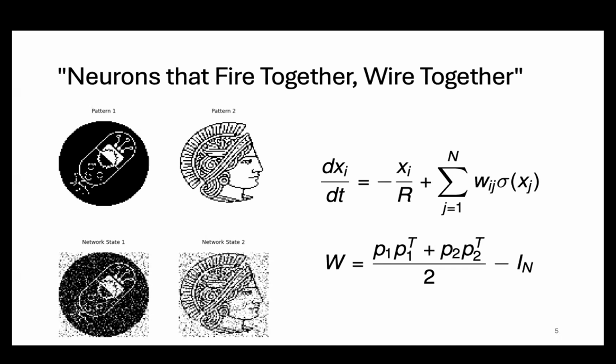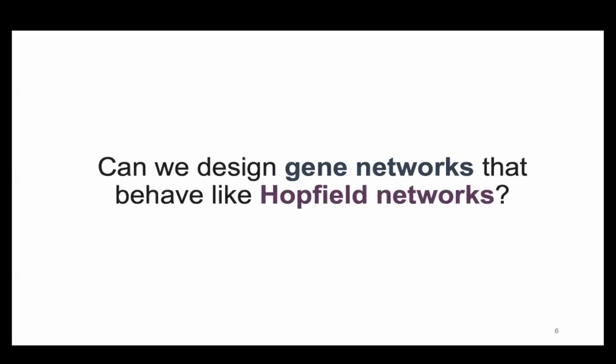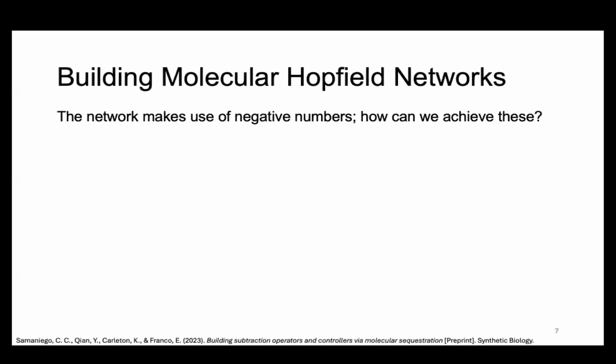So we were wondering, can we build genetic networks that behave like Hopfield networks? So that would be very easy to design and that would eventually converge to one of our desired states. The problem is that the neurons of the Hopfield network are pushing each other toward positive or negative values. In biology, we don't have those.